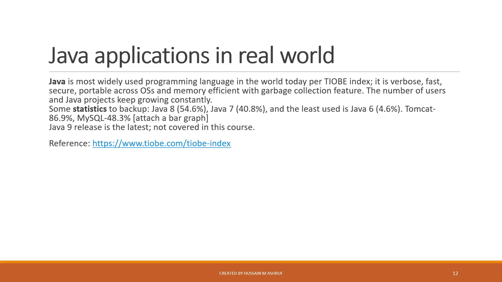Java 8 is used by 54.6% of applications today. Java 7, 40.8%. And the least used is Java 6, 4.6%. And we have Tomcat, which is being used in the server market by 86.9% of servers. MySQL, 48.3%. Java 9 release is the latest, but that is not covered in this course. So you can have a quick look at the TIOBE index for your curiosity.